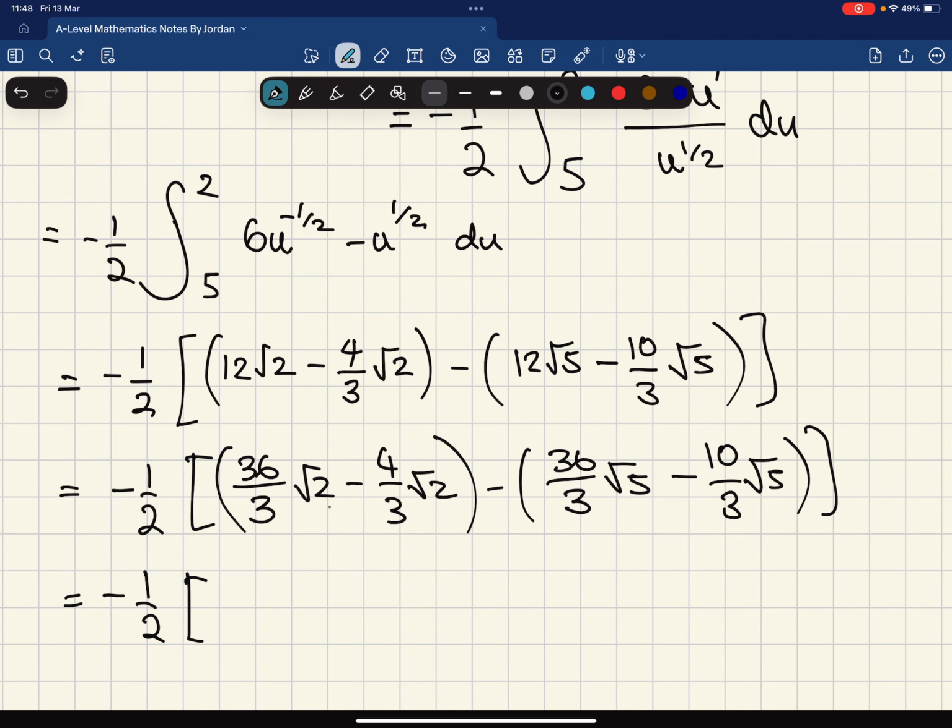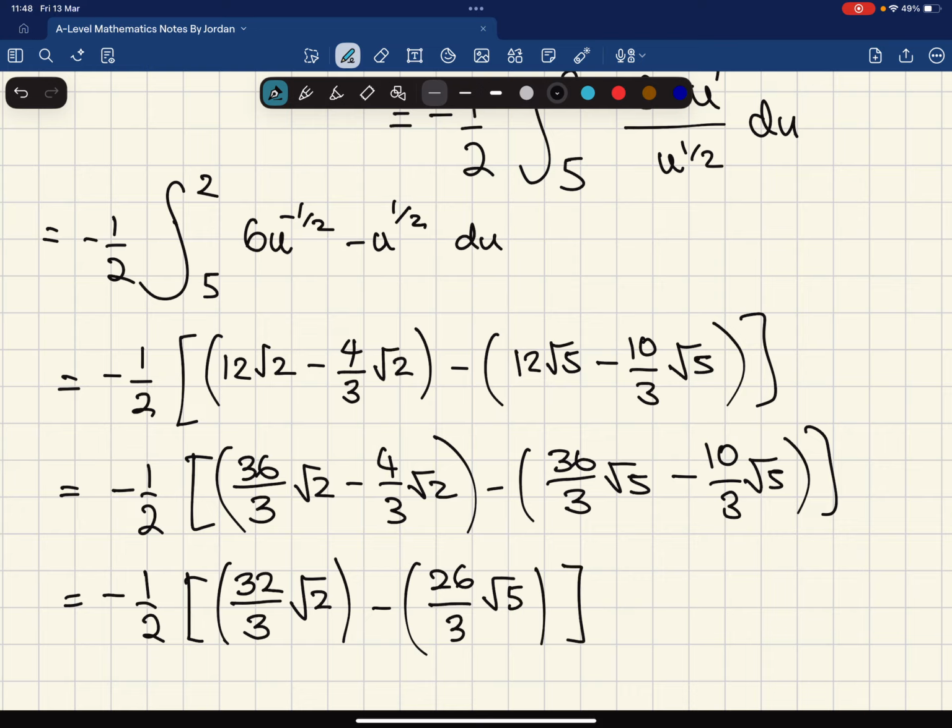Now I can do the subtraction since the denominator is now the same. 36 take away 4 is 32. So that gives me 32 over 3 root 2. And then 36 take away 10 gives me 26 over 3 root 5. So we're getting there bit by bit.